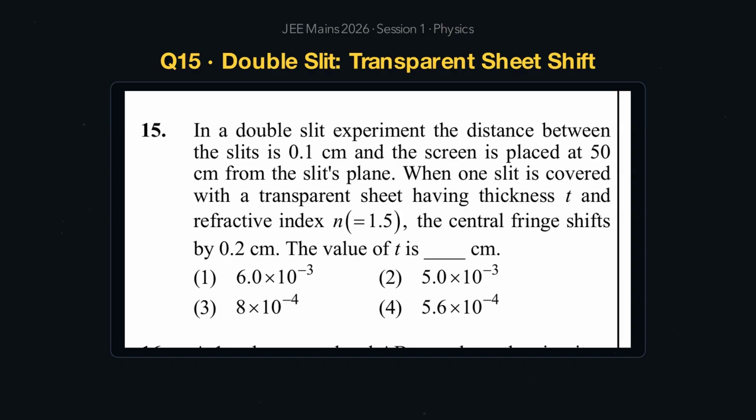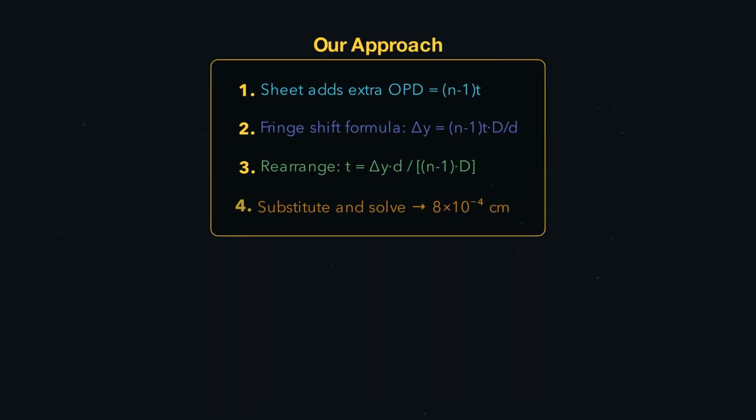Covering just one slit in Young's double slit experiment shifts the entire fringe pattern. Here's why that matters. Here's our approach. First, we'll see how the transparent sheet adds extra optical path length to one slit, because it slows down light. Then we'll use the fringe shift formula to connect that extra path to the physical shift on screen. Finally, we'll plug in the numbers and solve for thickness t.